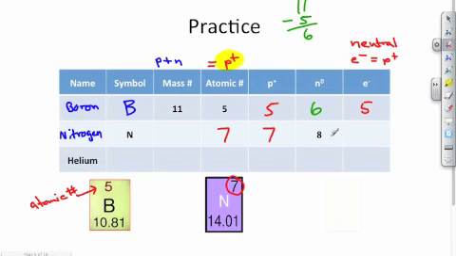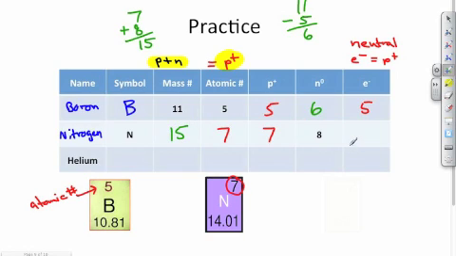Now I'm going to use the number of protons and the number of neutrons that I'm given, 8. And remember that when these are added together, protons plus neutrons, I get the mass number. So 7 and 8 make 15. So the mass number of this nitrogen atom is 15.